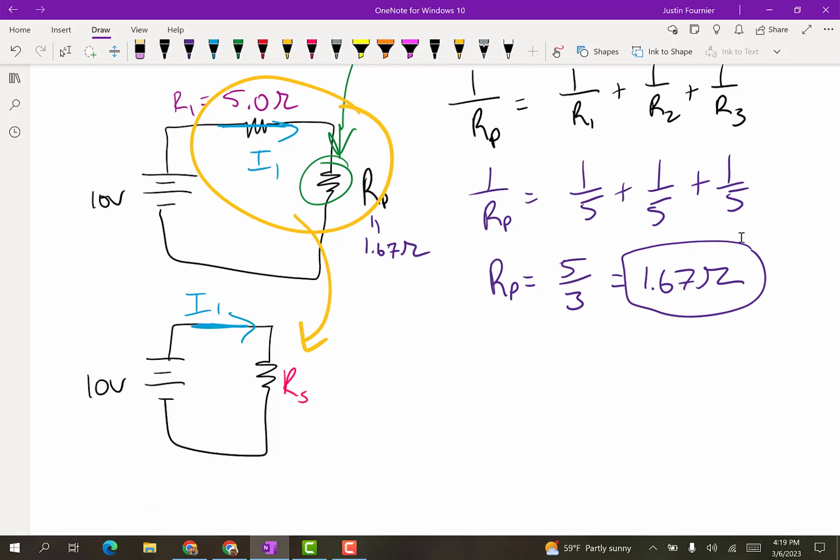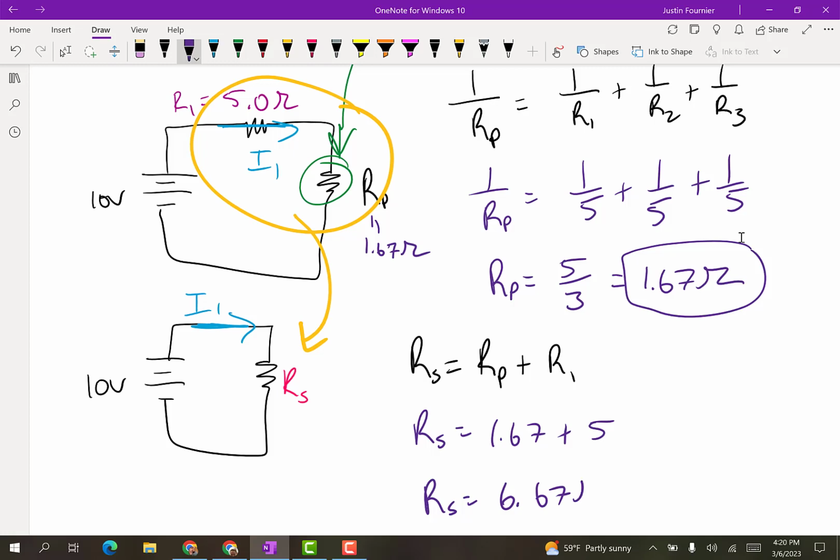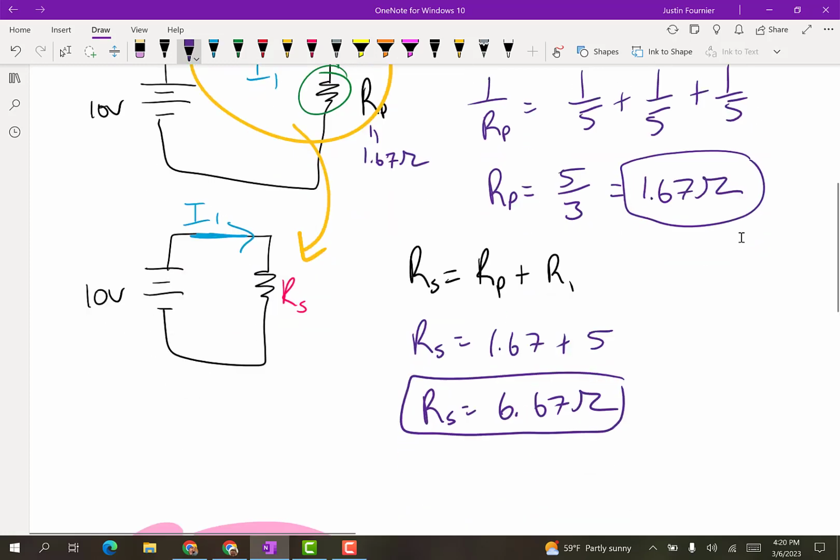I'll call this one RS because it's in series, and I'll get a new resistor here. For resistors in series, we've seen you just add up each individual resistor. So that's going to be RP plus R1. RS is RP, which is 1.67, plus R1, which is a 5-ohm resistor, and I get that the series equivalent is 6.67 ohms.